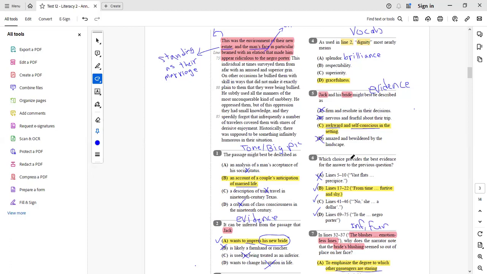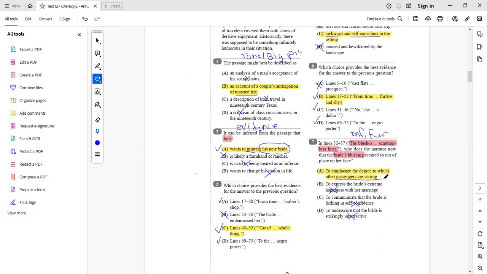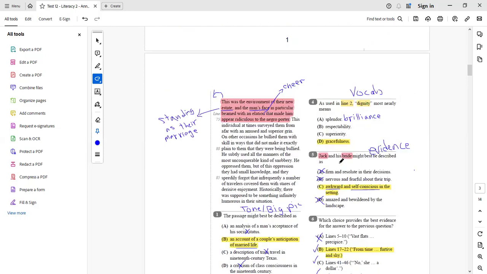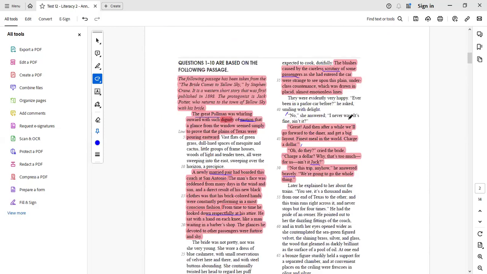Then after that, number 7 for Lama. He said in line 32 to 37, the blushes, we read them too, emotionless lines. Why does the narrator note that the bride's blushing seemed so out of place on her face? Let's see the line for this inference function. We're going to go to the line from 32 till 37. So here he said the blushes caused by the careless scrutiny of some passengers. Of course, since she was shy, people would look at her.